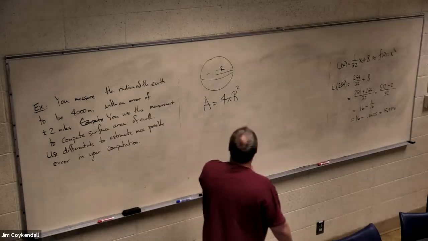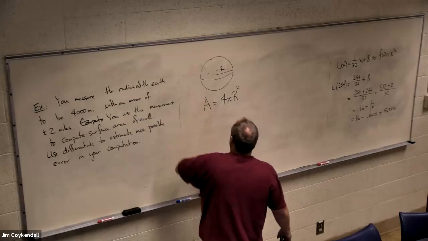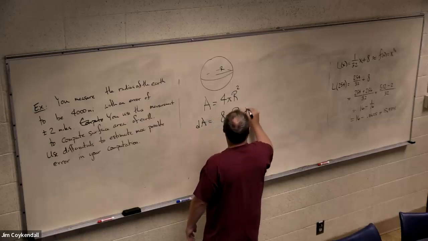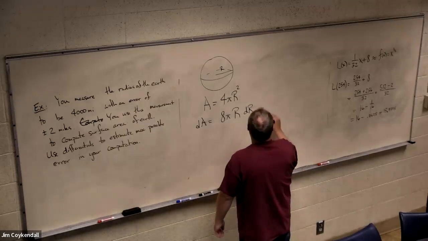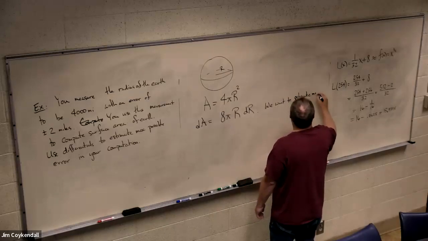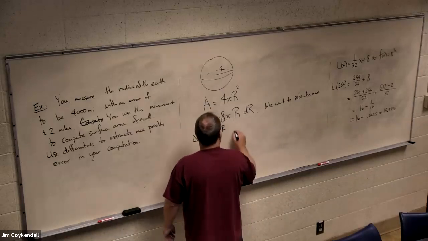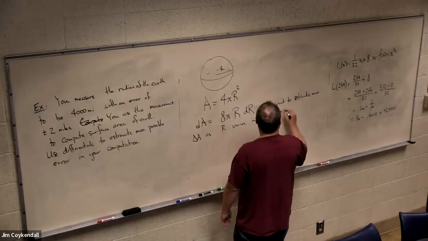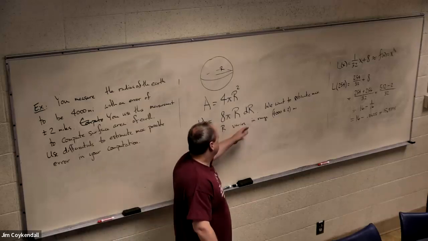But how much error? Well, here's the idea. I'm going to use differentials to approximate. Let's just use our differentials form. dA is 8 pi r dr. And we want to estimate the maximum value of the change in A as r varies in the range 4,000 plus or minus 2 miles. So I'm using 4,000 as my measurement, and my error can be plus or minus 2 miles.